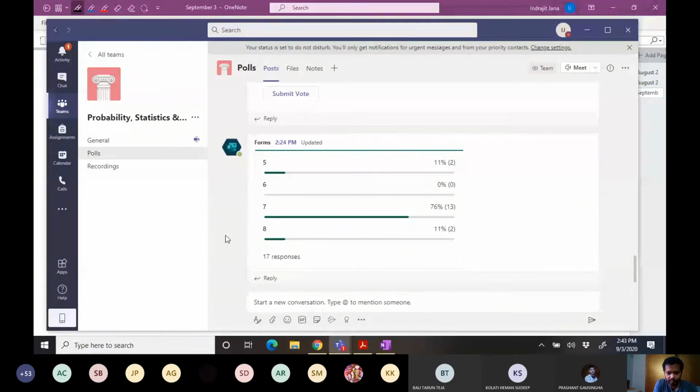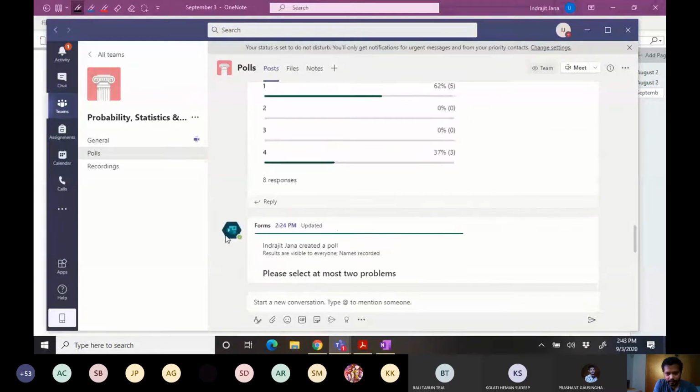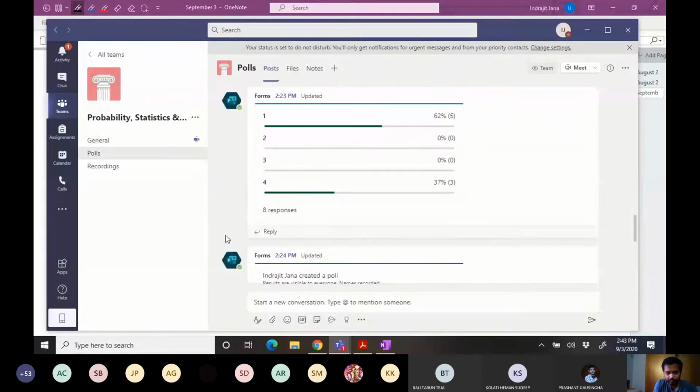So problem 7 was requested by 13 people. I have just solved it. And what is the next one? Next one is problem 1. Five people have requested that.